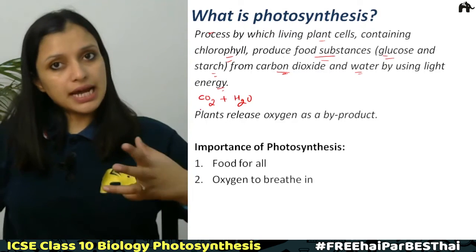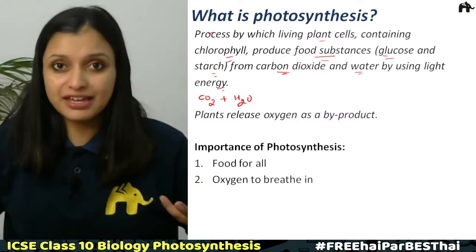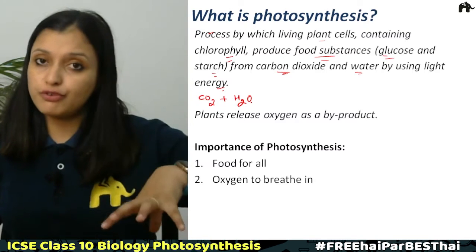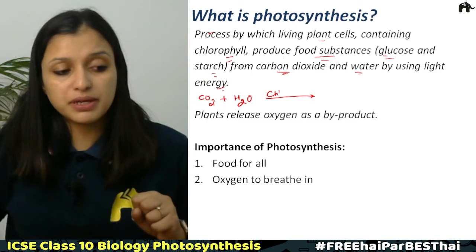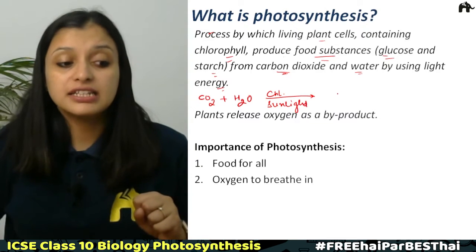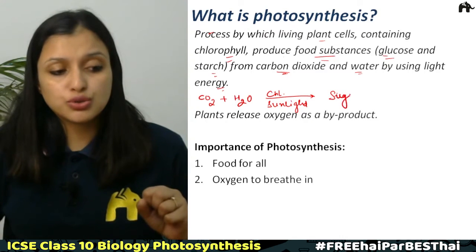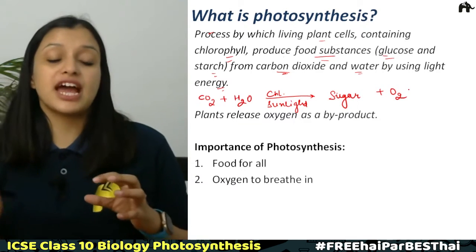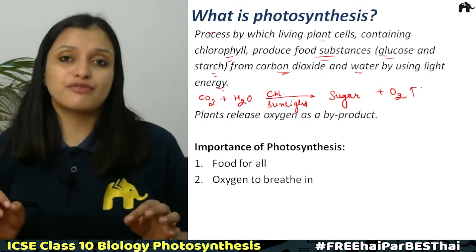Plants get carbon dioxide through their stomata from the atmosphere, from air. The second requirement is water. The roots of a plant absorb water from the soil, and then in the presence of the pigment called chlorophyll, they trap sunlight and convert carbon dioxide and water into sugar, or you can say starch or glucose, and they release oxygen gas.